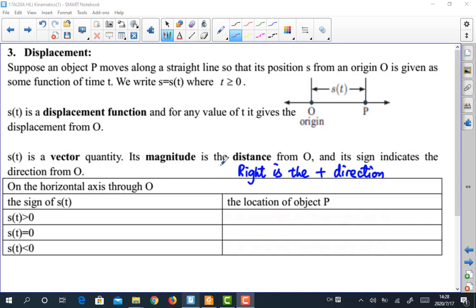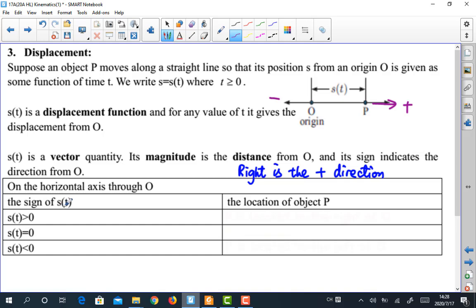Its magnitude is the distance from O, how far the object P is away from the origin O. And its sign indicates the direction from O. Usually, the right side is the positive direction, just like the number line. So this one is the positive direction. This one is the negative direction.